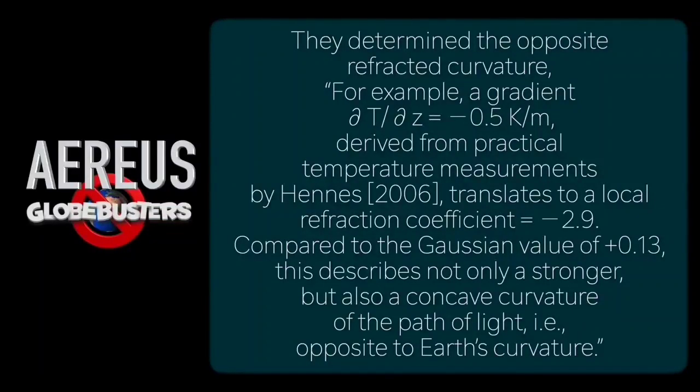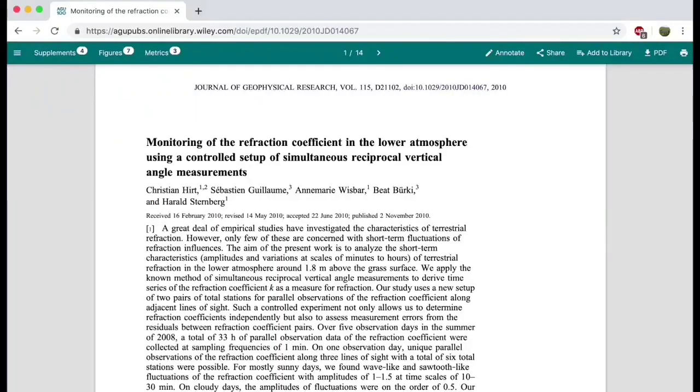For example, this gradient that you see, the formula here, derived from practical temperature measurements by Hens 2006, translates to a local refraction coefficient of minus 2.9 compared to the Gaussian value of plus 0.13. This describes not only a stronger but also a concave curvature of the path of light, that is, opposite to Earth's curvature. The link for the paper is here.